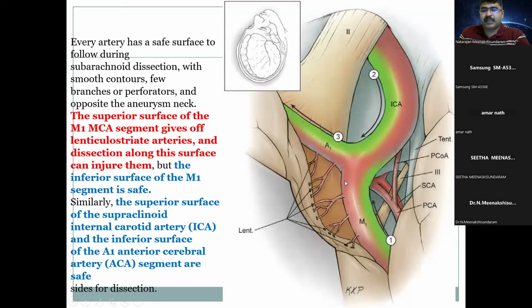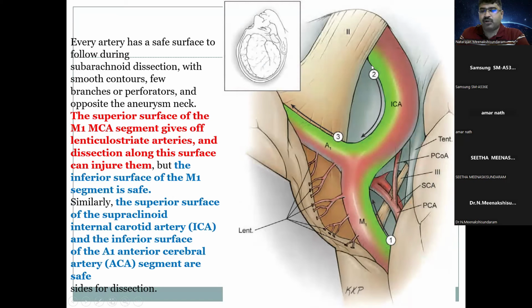So this is the zooming of this part. So this is the ICA bifurcation. For most of the aneurysmal surgeries, we need to start from here. There are certain safe areas for dissecting the vasculature. The medial border of the ICA has no branches.